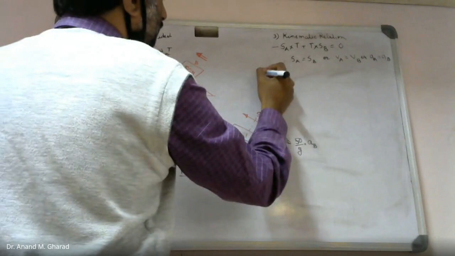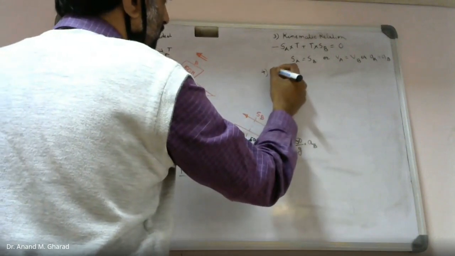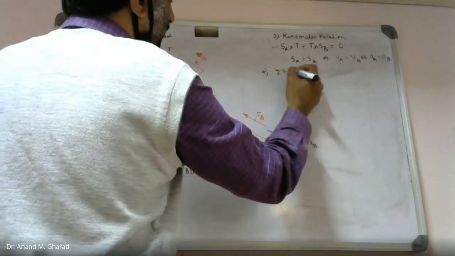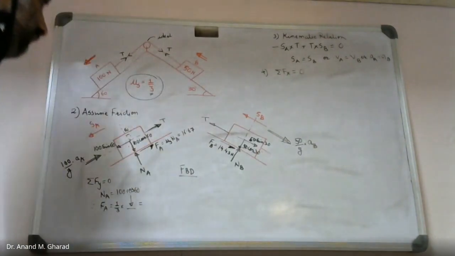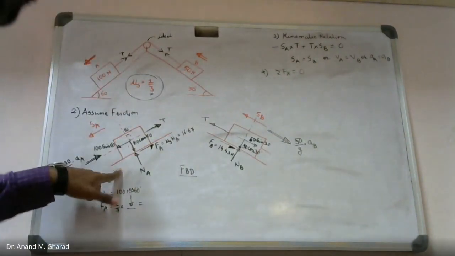Now the fourth step is to apply dynamic equations of equilibrium for, let's say, block A.